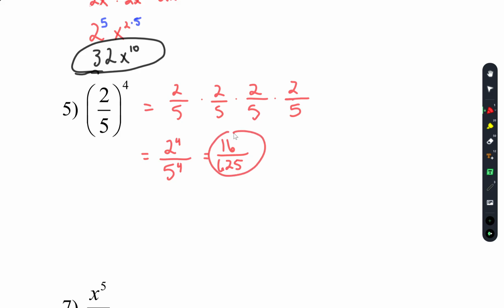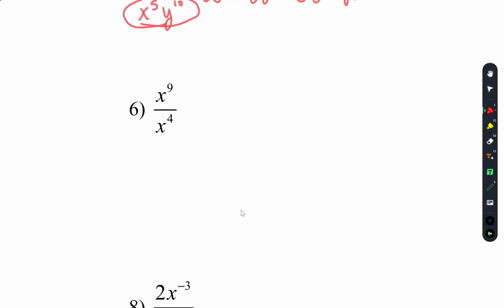Or you could type it in your calculator. You could just type it in. It's fine. Okay? Won't you also just do 25 squared? Yeah, 25 squared. Yep, exactly. That's what I did in my head. Yeah, exactly.